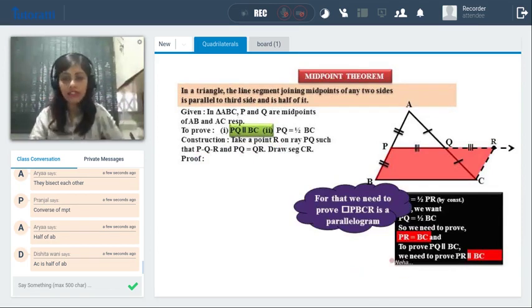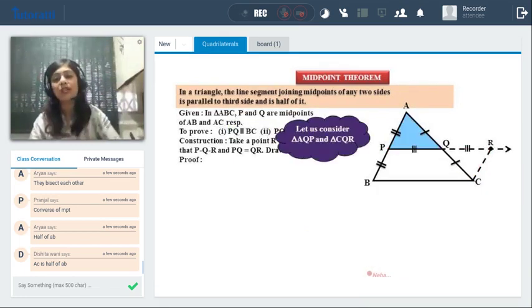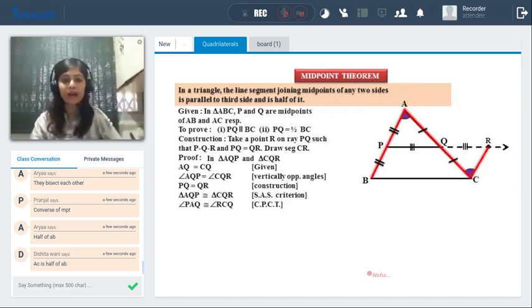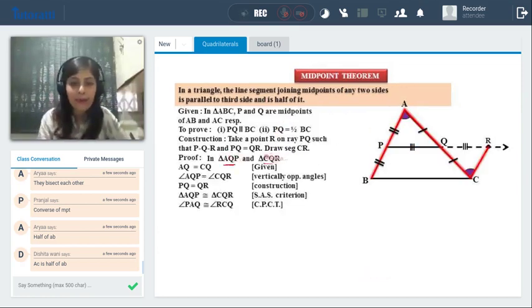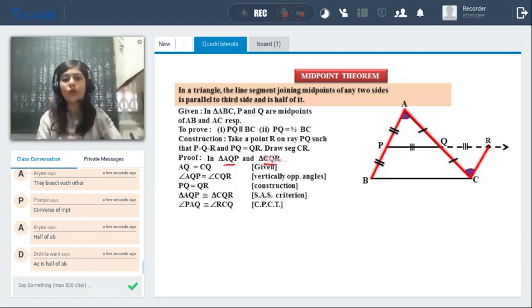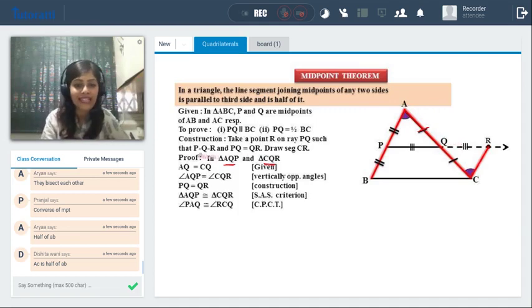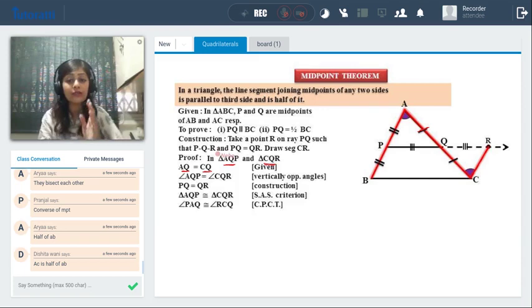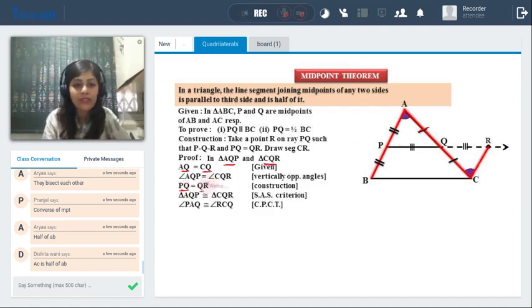Now, students, if you observe, we need PRCB to be a parallelogram. So let's see what we'll do one thing at a time. Students, look at triangle APQ and triangle CQR. Quickly, what do we have? In these two triangles, we already know Q is the midpoint of AC. That means AQ equal to QC. We're going to prove these two triangles congruent, yeah? So pay attention. AQ equal to QC. Next, what do I know? From construction, we already know that PQ is equal to QR. Yes, because that was our construction.